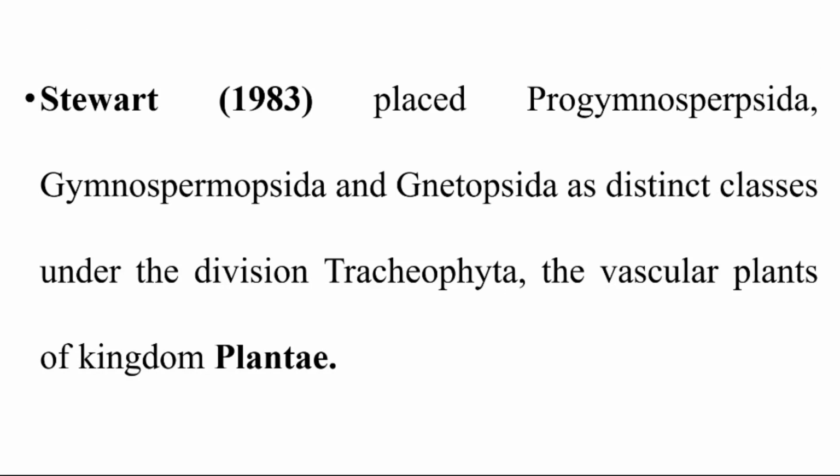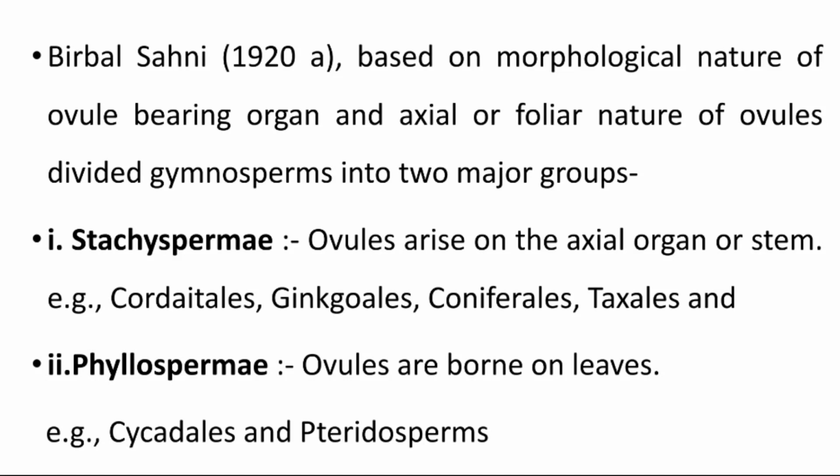Then Stewart in 1983 placed Progymnopsida, Gymnopsida, and Gnetopsida as distinct classes under the division Tracheophyta, the vascular plants of kingdom Plantae. Then Birbal Sahni, based on the morphological nature of the ovule-bearing organ, which is axial or foliar, divided gymnosperms into 2 major groups: one is Stachyospermae, one is Phyllospermae.